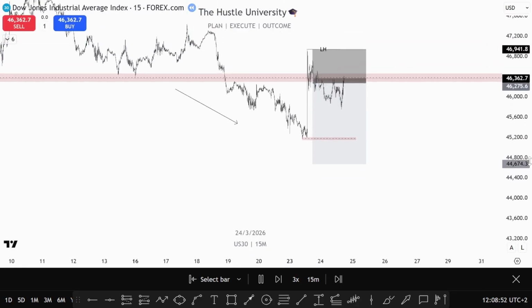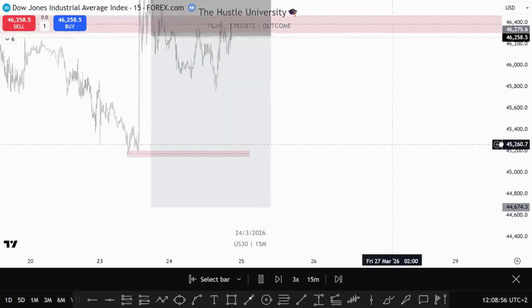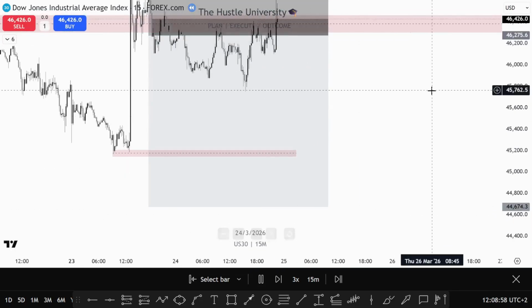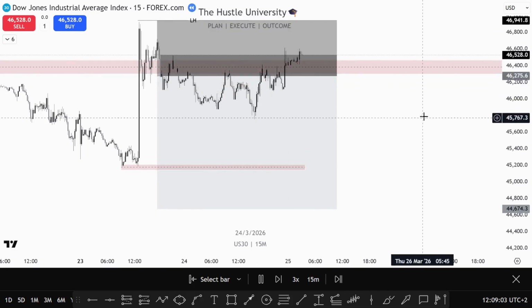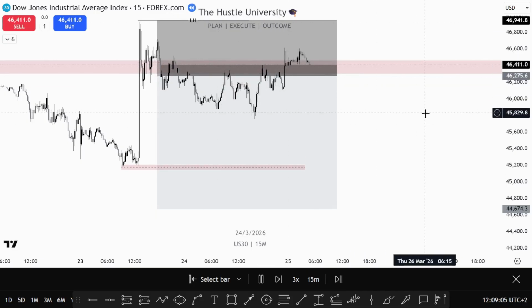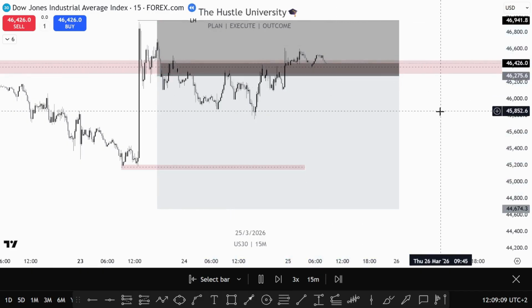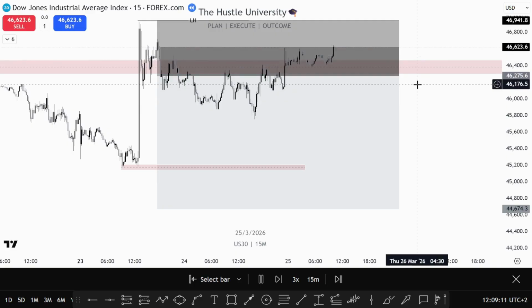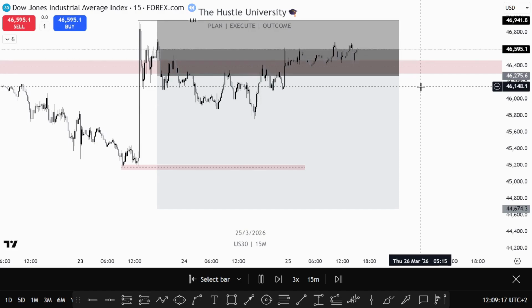price would have gone to the downside. And you're gonna need a lot of patience. Honestly, you're gonna need a lot of patience to be able to hold, not rushing the process, just holding your entries.